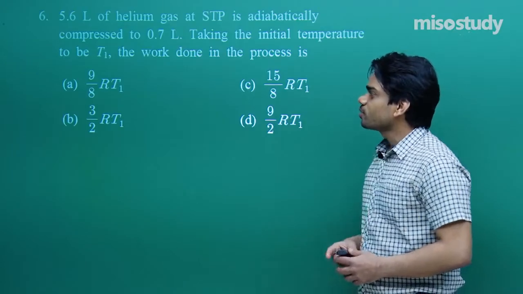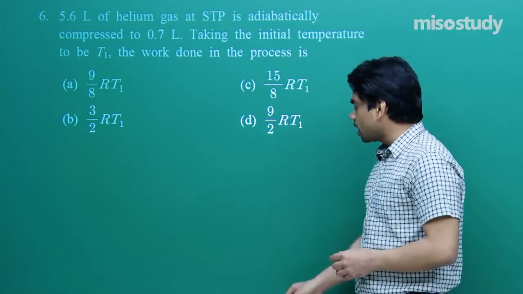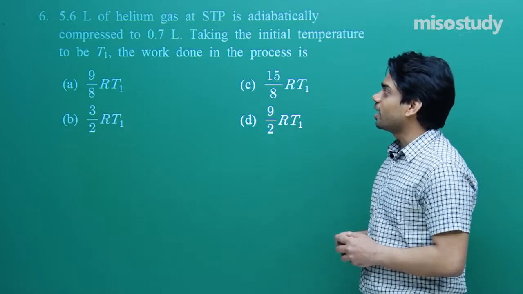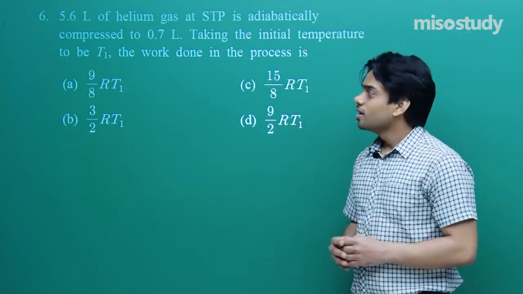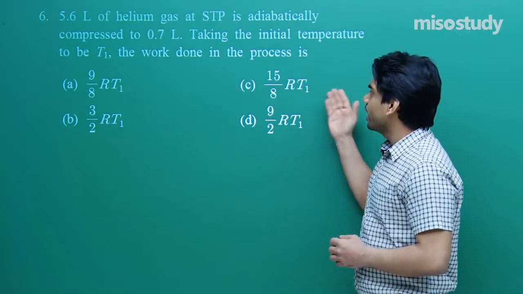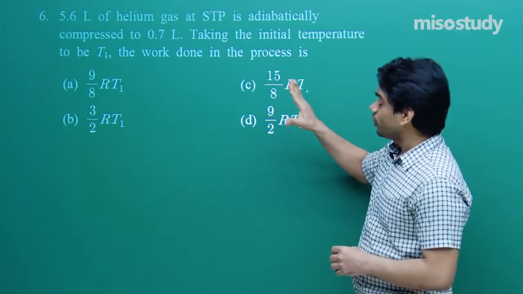Question number 6. 5.6 liter of helium gas at STP is adiabatically compressed to 0.7 liter. Taking the initial temperature to be T1, the work done in the process is: A, 9 by 8 RT1; B, 3 by 2 RT1; C, 15 by 8 RT1; and D, 9 by 2 RT1.